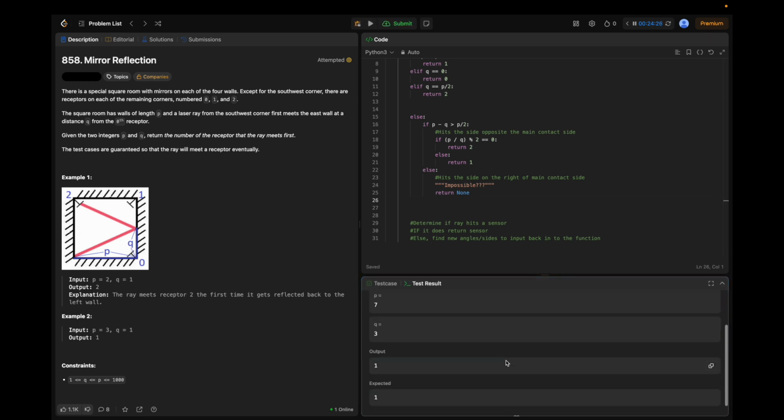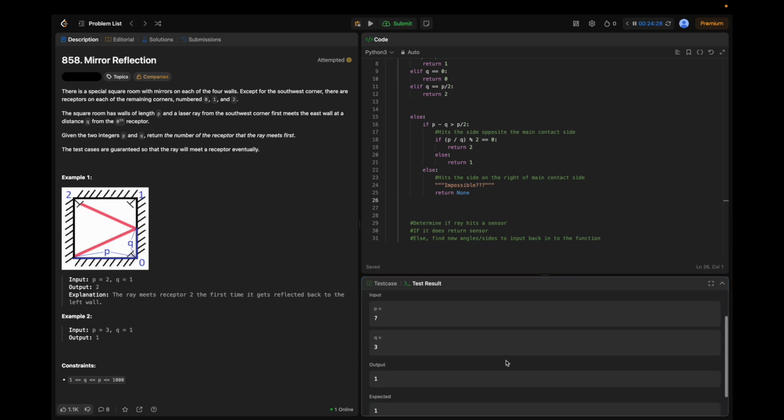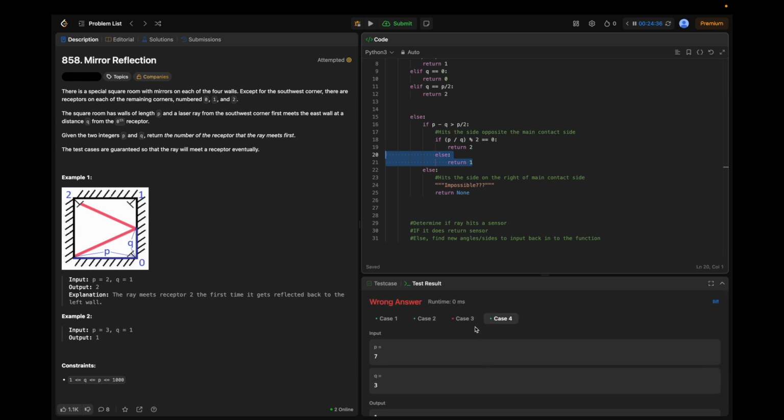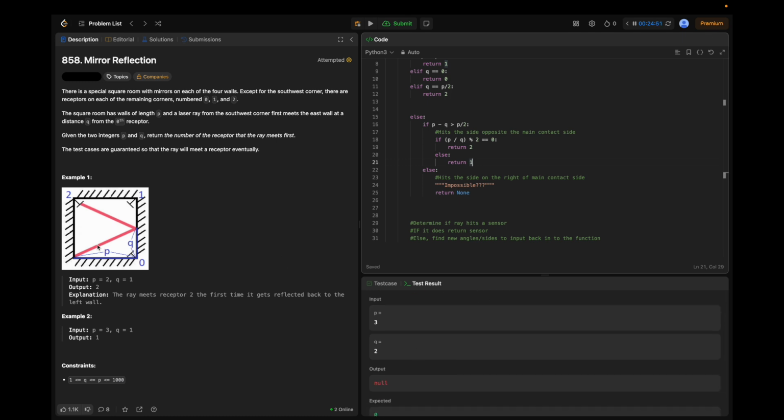Oh, interesting. Wait, it says 1. Huh. This seems like a fluke. But I will not question it for now. I think I accidentally got it, if I'm being honest. But, well, I won't look a gift horse in the mouth. Okay, 3, 2, right? So, dealing with the square.